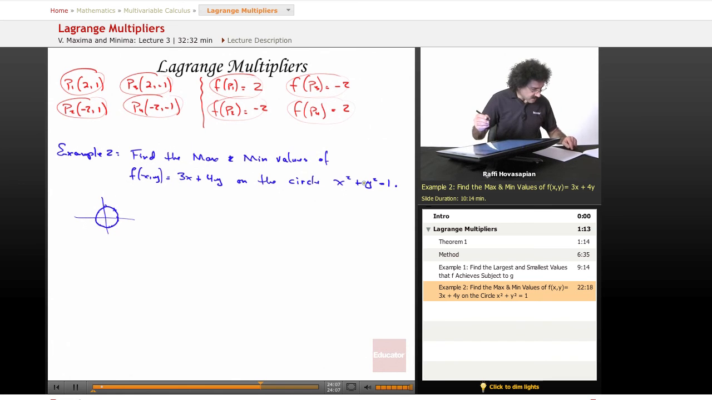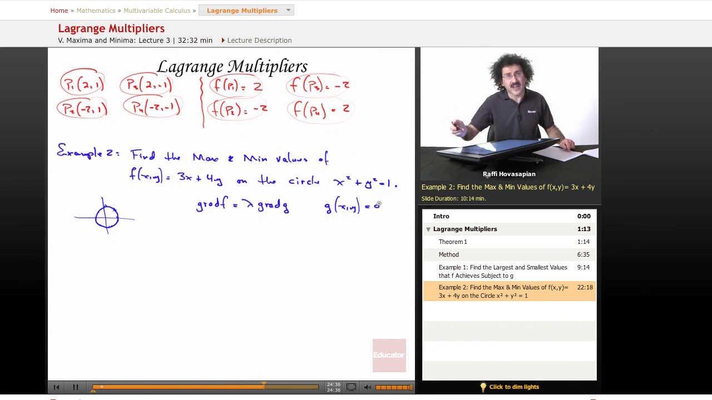So let's see here. What shall we do first? We're going to do what we always do. We're going to take the gradient of f and set it equal to lambda times the gradient of g. So we're going to have this set of equations, and we're also going to have g of x, y equals 0. That's our last equation. We have to satisfy these equations.